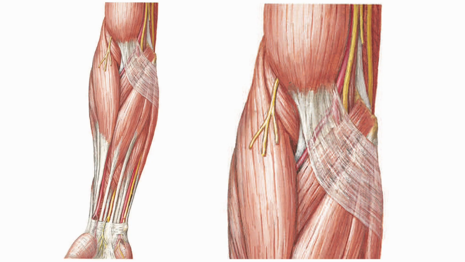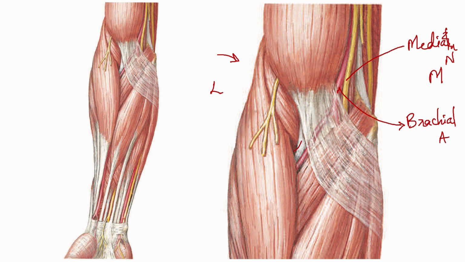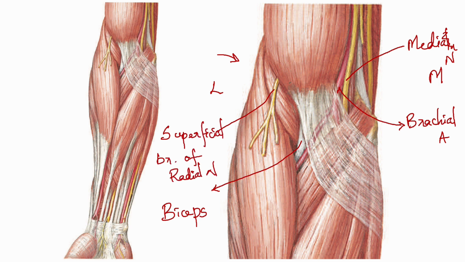Next, we will see the median nerve in the cubital fossa. Before focusing on the median nerve, we will see some important aspects of the cubital fossa in this diagram first. We will focus on the second diagram, that is the magnified view of the first diagram. So this is the medial aspect, here will be the lateral aspect. From medial to lateral, the first structure over here will be the median nerve, and the second structure, the artery, that will be the brachial artery, and the third one is the tendon. This tendon will be the biceps tendon, and the fourth one will be again a nerve, that is the superficial branch of the radial nerve.